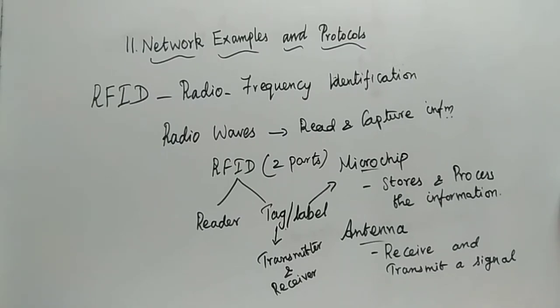So what is the task of a microchip? The microchip is going to store and process the information. So what is the antenna going to do? The antenna is going to receive and transmit a signal. So are you clear with the concept?